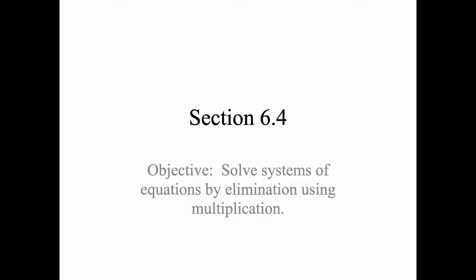Welcome to section 6.4, solving systems of equations by elimination using multiplication. In section 6.3, all the examples had one variable where the coefficients were the same or the opposites of each other. Sometimes we may have to multiply an equation by a number to create coefficients that are opposites of each other. So in this case, you look at 3x minus 3y equals 21 and 8x plus 6y equals negative 14.